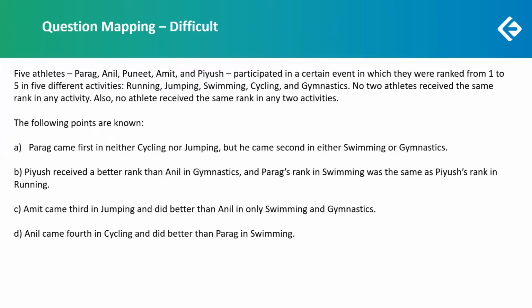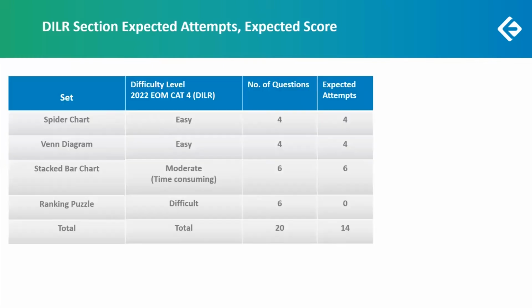It would have required a lot of thought, and there would have been the time pressure of the exam, and we might have missed out on an easy set or the moderate set. If we persisted with this difficult set, we might have been able to solve it, but it would probably still have taken a lot of time. So this set should have been left for the end after dealing with the other 3 sets. And if we had time at the end, we could have attempted this set. Now, we will look at the expected attempts and the expected score.